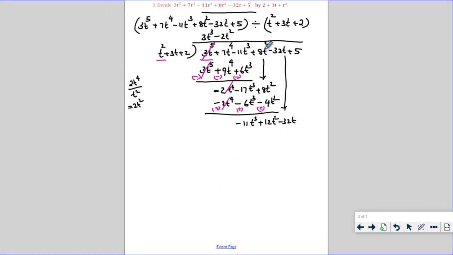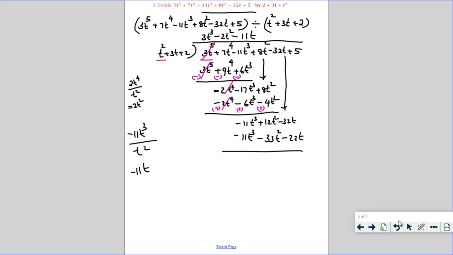Minus 32t. Again here minus 11t cube divided by t square. Our answer is minus 11t. Okay, that is here minus 11t. Now you have to multiply this by minus 11t. Here minus into plus becomes minus. 11 into 3, that is 33t square. Then minus into plus becomes minus. 11 into 2, that is 22t.